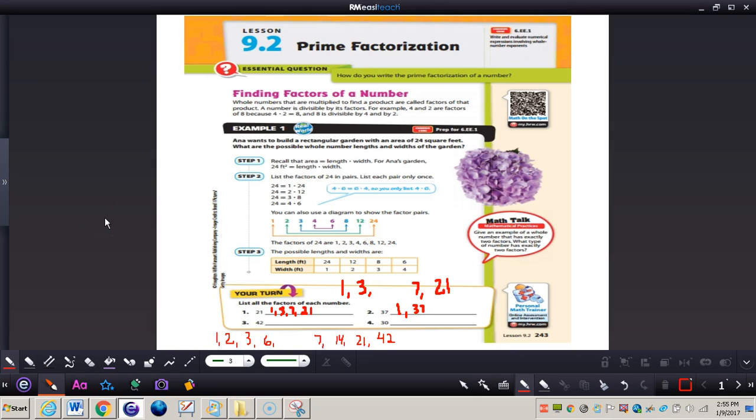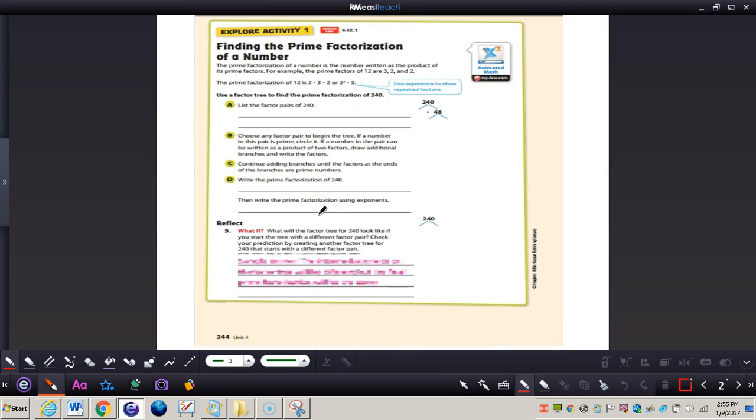So in order to find prime factorization, the first thing we need to do is figure out the different factors of the number. And now let's take a look at this a little bit further. We're going to look at prime factors, finding the prime factorization of a number. So it's important to understand that prime factorization of a number is the number written as the product of its prime factors. So important to understand, prime is the key word. For example, the prime factors of 12 are 3, 2, and 2. Prime factorization is 2 times 3 times 2, or 2 squared times 3.